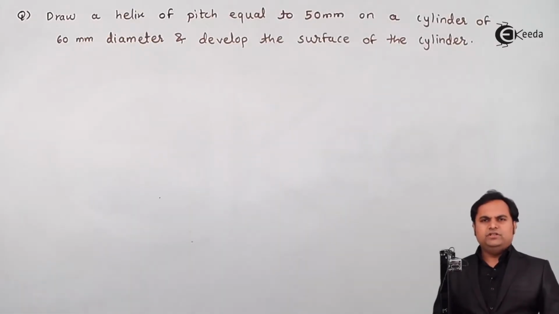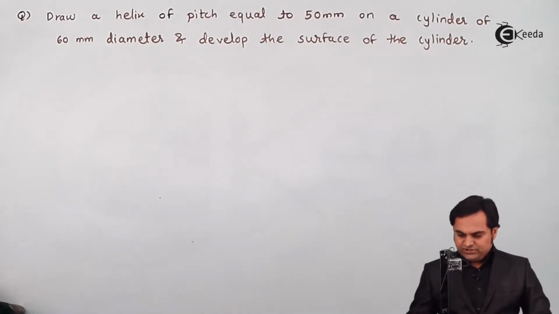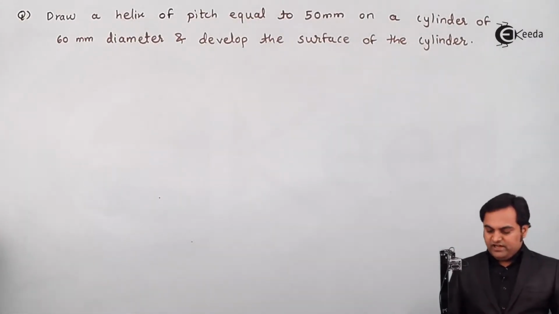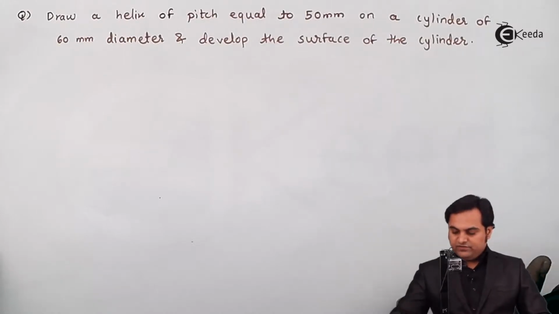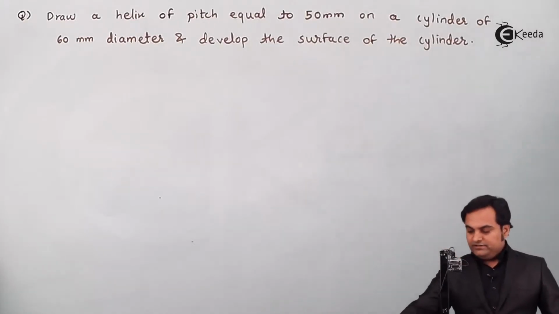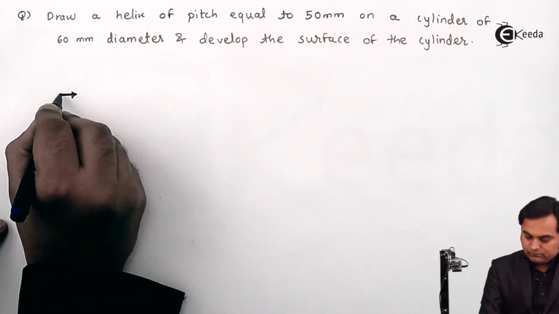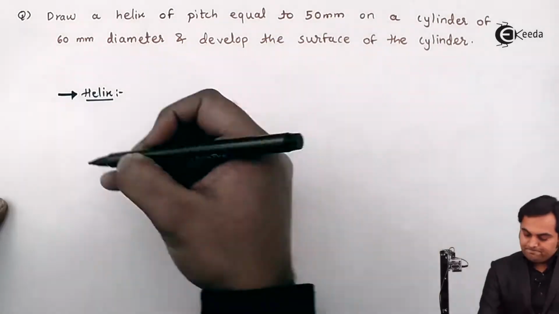Students, here in this video we'll see a problem based on helix. The question is, draw a helix of pitch equal to 50 mm on a cylinder of 60 mm diameter and develop the surface of the cylinder. So first here I'll write the definition of the helix.